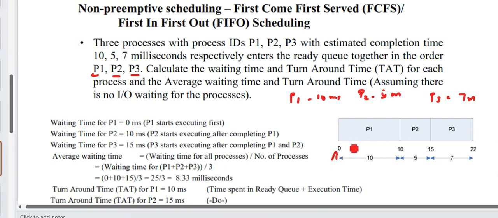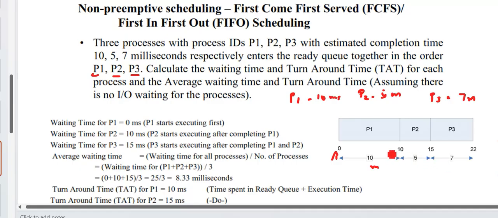This is a time duration starting from 0. How much time is it taking? The P1 task is 10 milliseconds. The scheduler shares the resources, and this 10 millisecond is given for the P1 process. P1 is utilizing the CPU, so it will execute. After that P2 will execute for 5 milliseconds. After that P3, for 7 milliseconds.